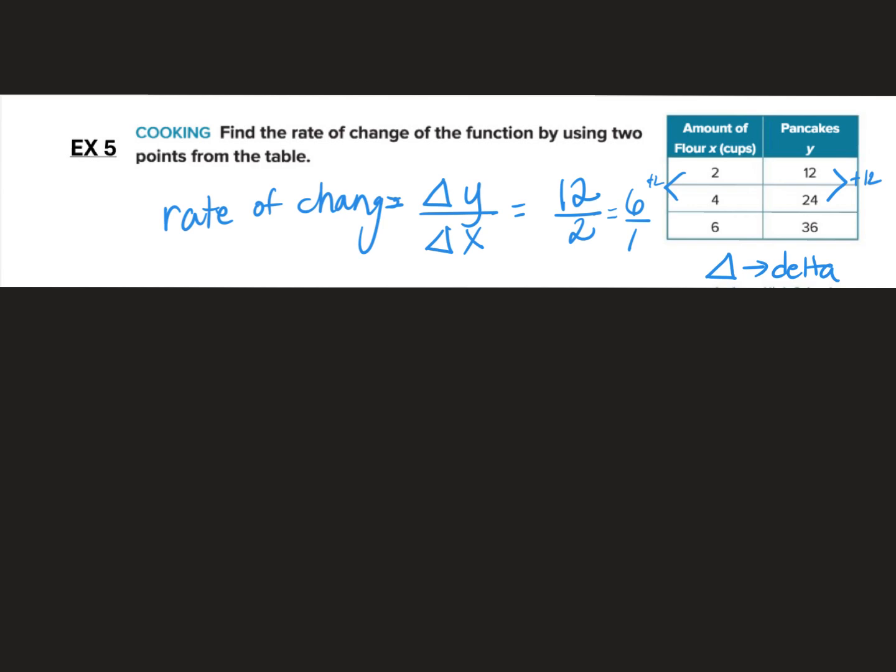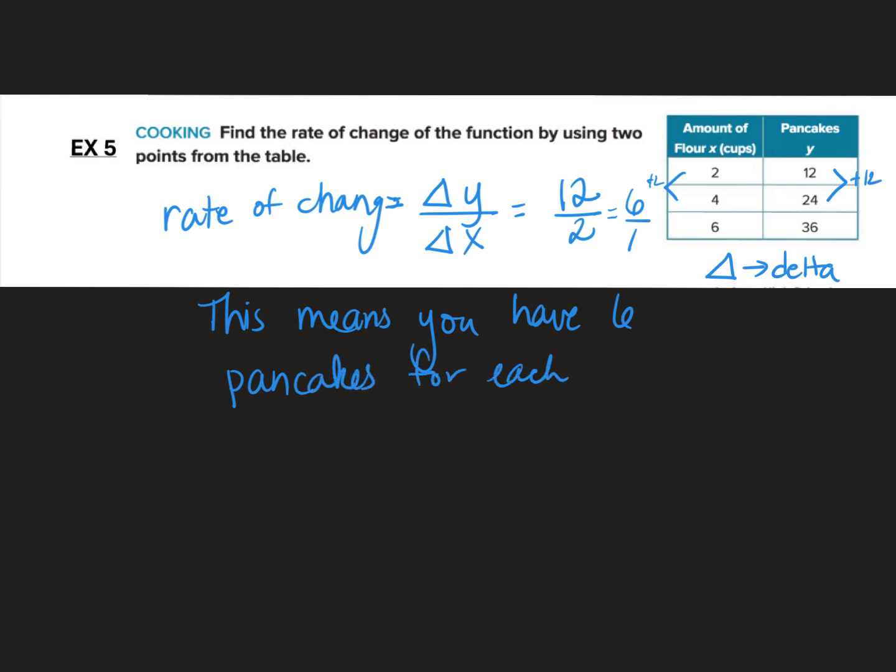So this means you have six pancakes for each cup of flour. That's the rate of change for example 5.